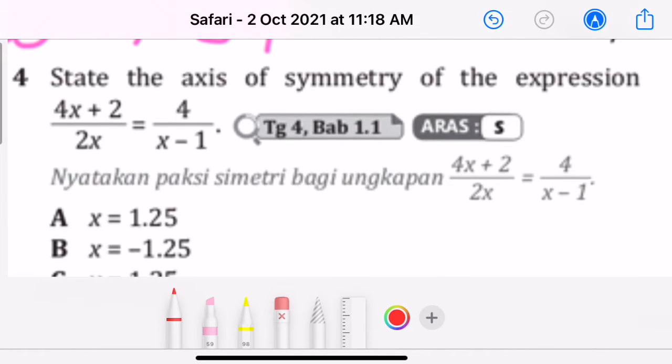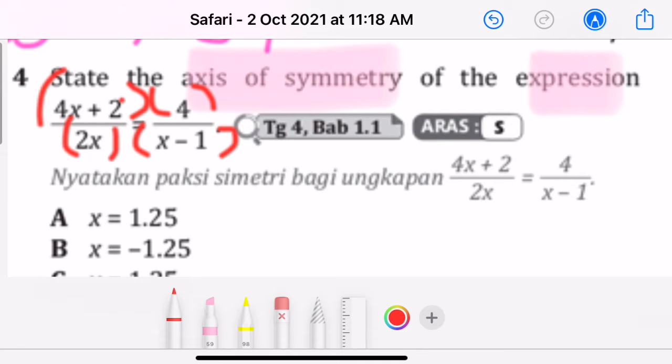Number 4. Okay, let's see number 4. State the axis of symmetry of the expression. First of all, you must have the quadratic equation first. So let's cross multiply like this. Okay, cross multiply this one and this one.